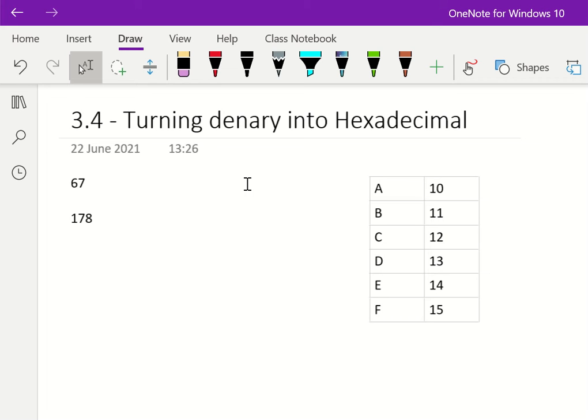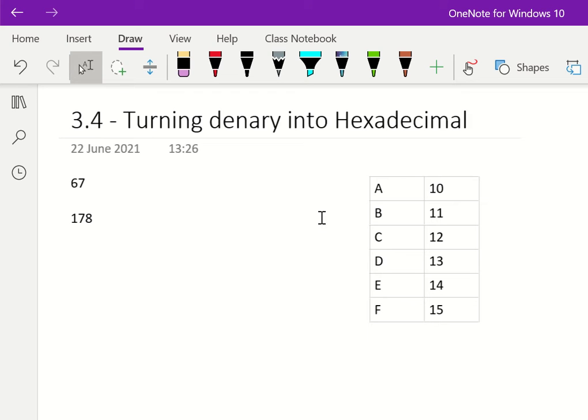In this video, we're going to look at how you can turn a decimal/denary number into a hexadecimal number. The first thing to remember is that hexadecimal can represent up to 16 different values, ranging from 0 all the way up to 15. And if you remember, once we go above 9, 10 becomes A, 11 becomes B, and so on, all the way up to F, which becomes 15.